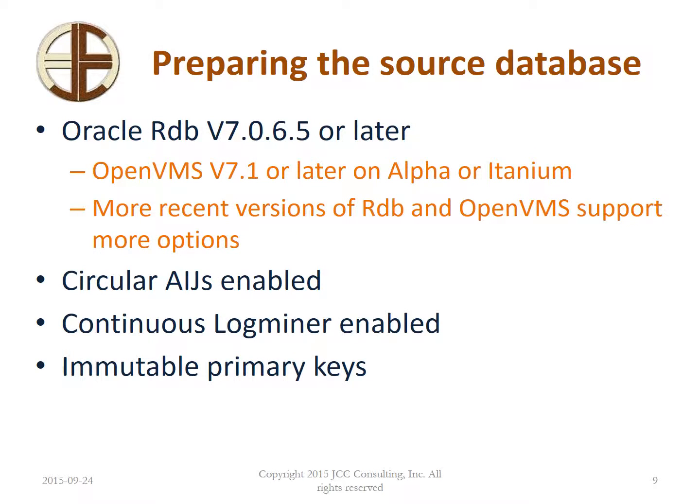For the source database, it's best if you're running a recent version. If you're going to use JDBC, then you have to have a Java implementation on your system, and so there are some requirements there. You need to have circular AIJs enabled, you need to have continuous LogMiner enabled, and you need to have immutable primary keys. And I'll come back to that in a couple slides.